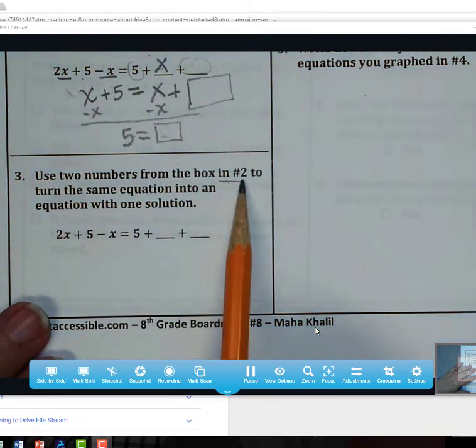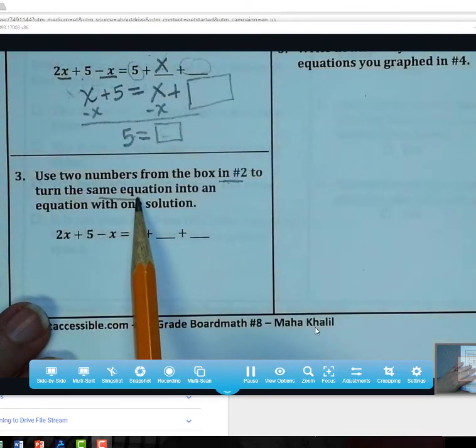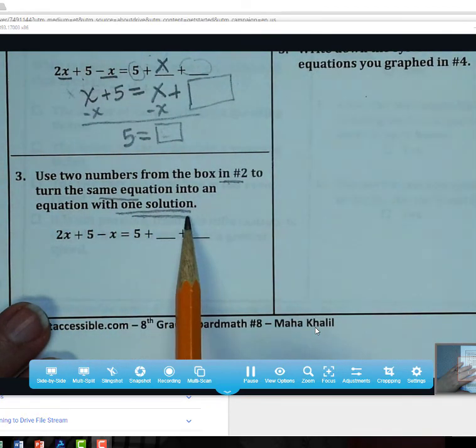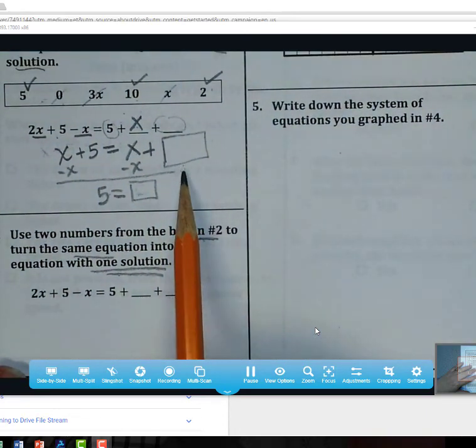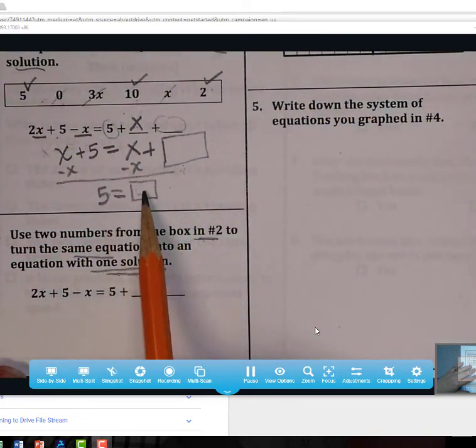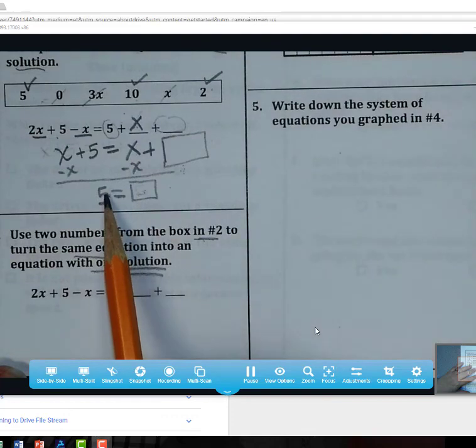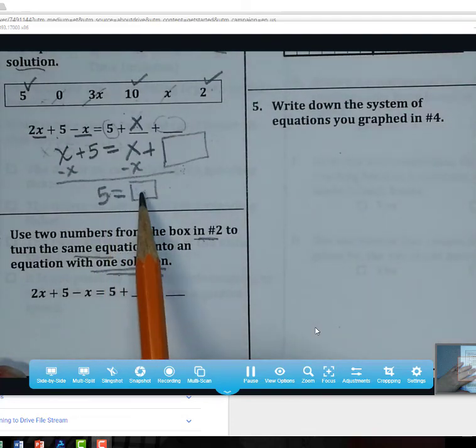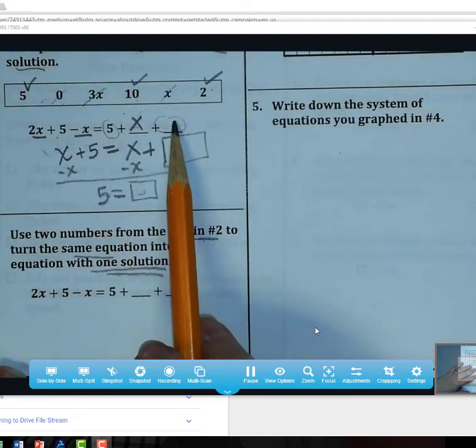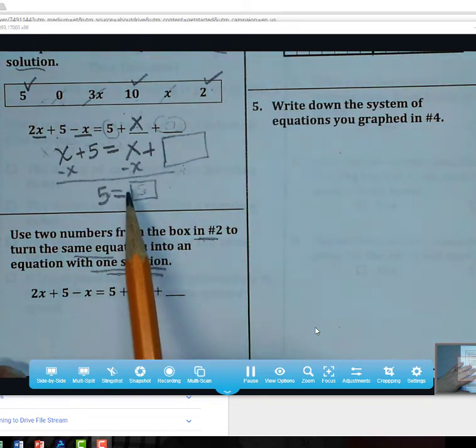Use two numbers from box number 2 to turn the same equation into an equation with one solution. So this is no solution, right? Because we made these not equal. If I wanted them to have infinite solutions, then I would put 0 right here, right? Because then it would be 5 equals 5.